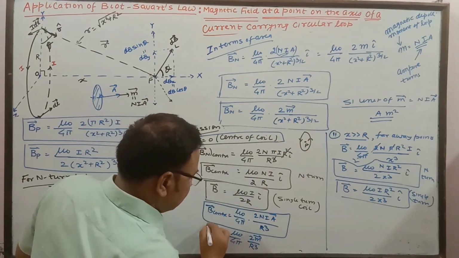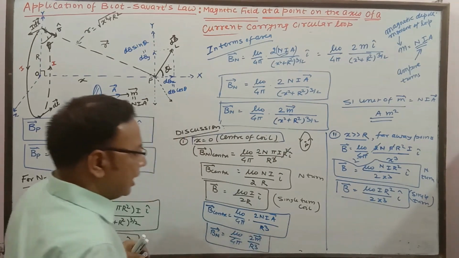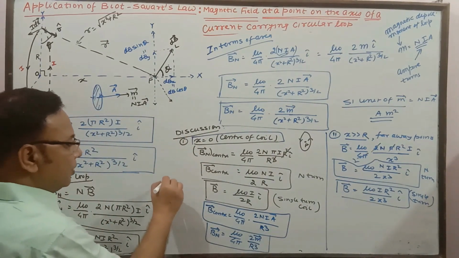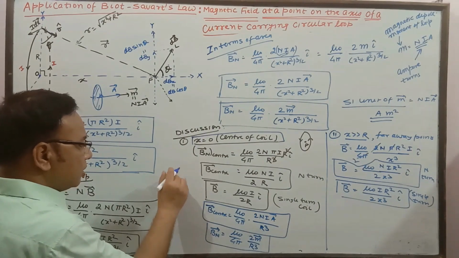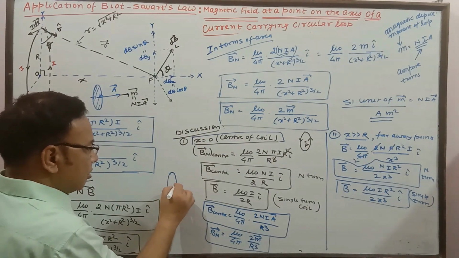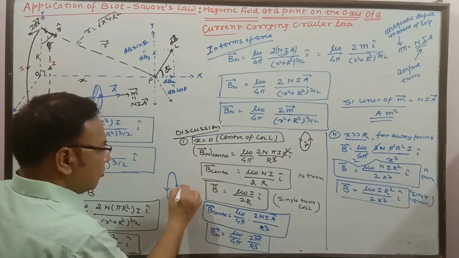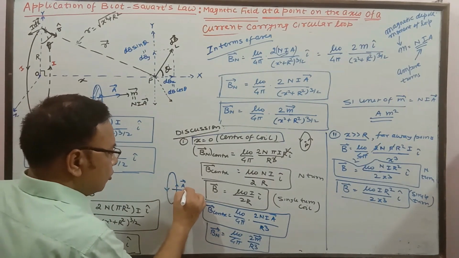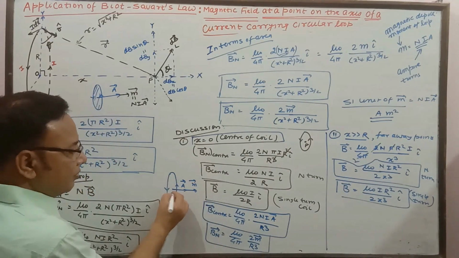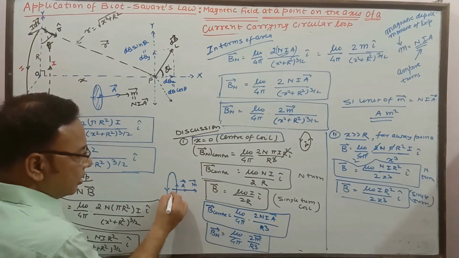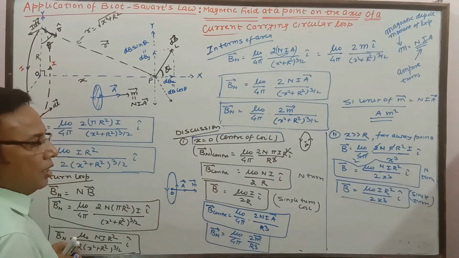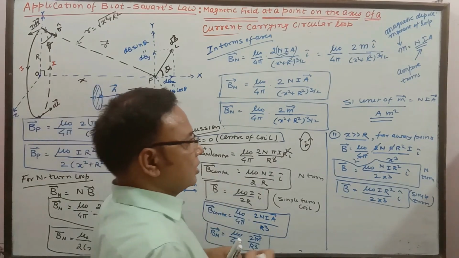So this is in terms of magnetic dipole moment at the center of the current carrying loop, and the figure of this one is this. This is the direction of A and also the direction of M for this particular loop. At the center we are going to find out, this is B center at this point. B center is here at O.